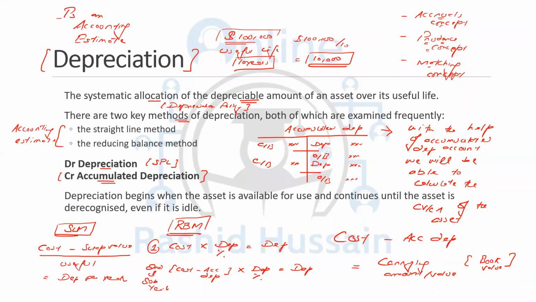There will be two methods mainly within the exam. The straight line method, in which you are going to charge the depreciation on cost. In the reducing balance method, in the first year it is going to be on the cost, and in the later years it is going to be applied on the carrying amount. So depreciation is an application of all the concepts, which includes the accruals concept, prudence concept, matching concept. The double entry is debit depreciation. We charge that as an expense in the statement of profit or loss, and credit accumulated depreciation. Accumulated depreciation is an account in which we are accumulating the depreciation so that we are able to calculate the carrying value at any point in time.